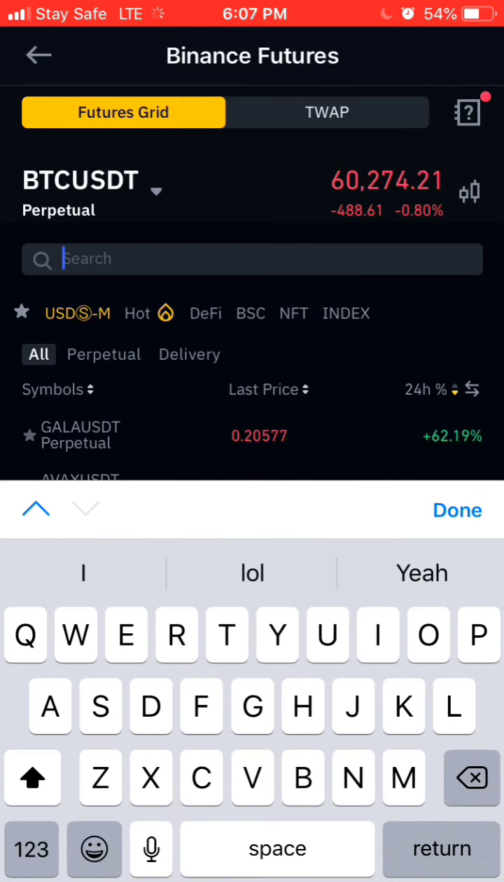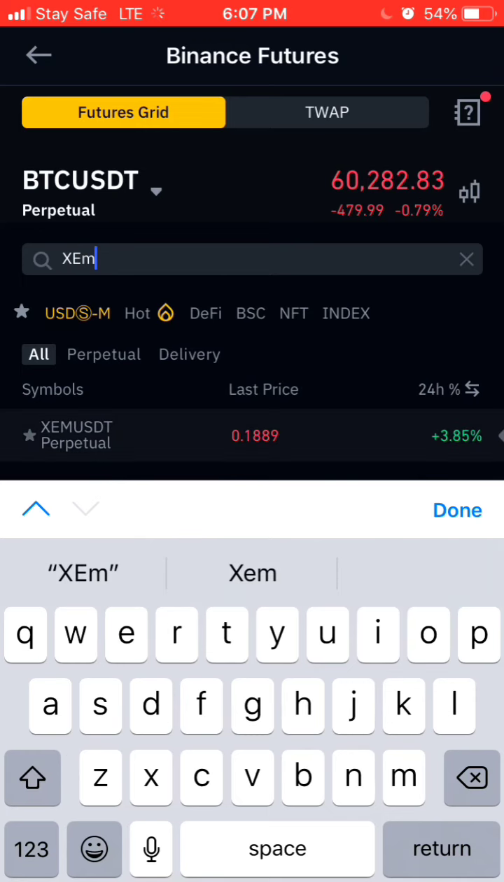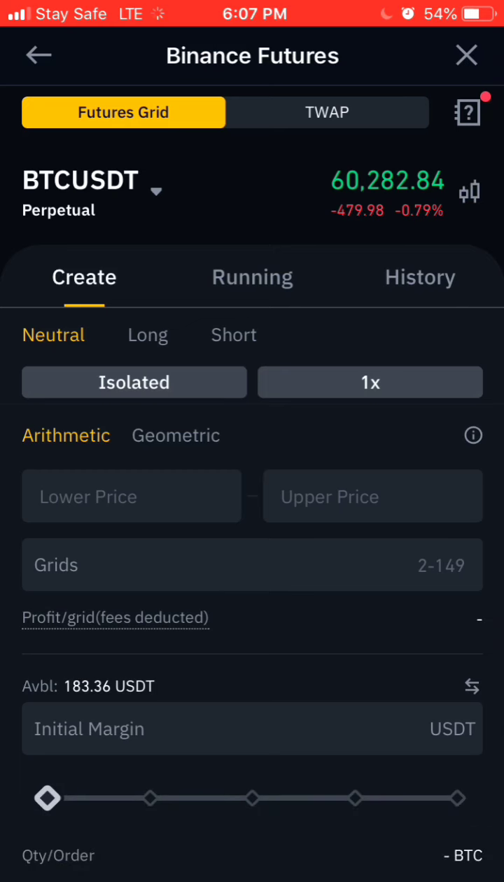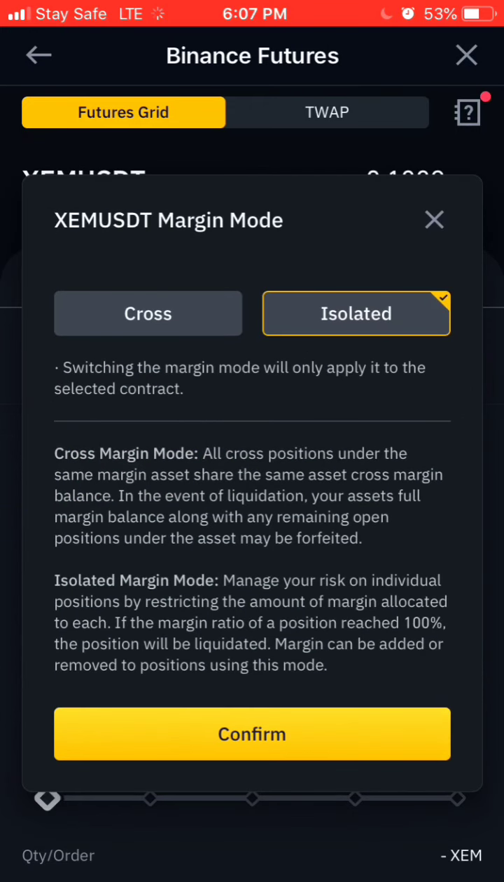Now remember that this should only be set up in a ranging market. It should not be set up in a trending market, as that's a recipe for disaster, trust me. Next is selecting your margin mode and your leverage size. For the margin mode, you can choose between the cross margin and the isolated margin.